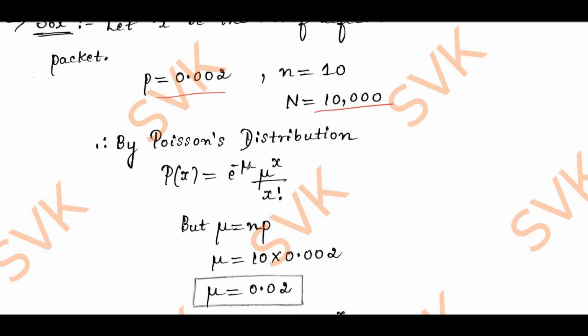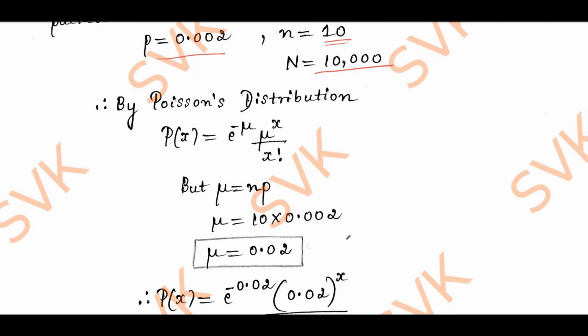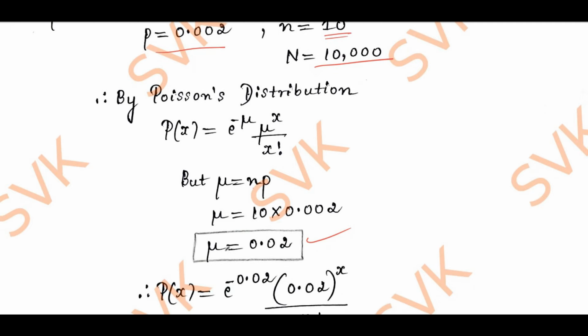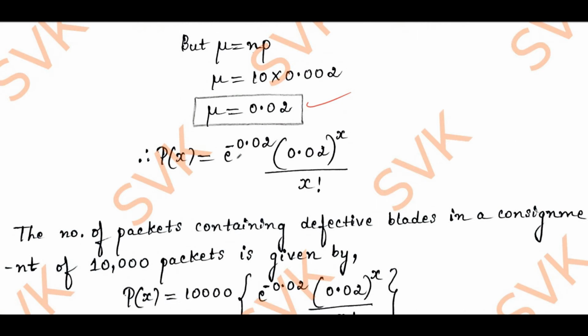How do we find the mu value? Mu is given by the number of items multiplied by the probability of success. Here n equals 10, so 10 into 0.002 gives mu equal to 0.02. So we got the mean of that population. Substituting in P(x), we get e^(-0.02) into (0.02)^x divided by x!.